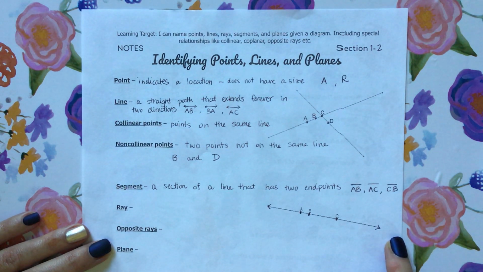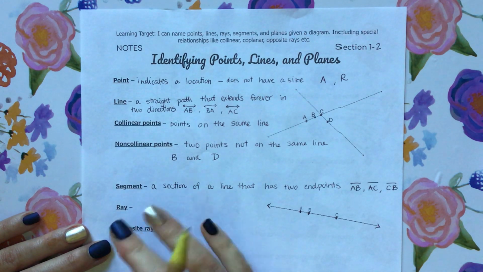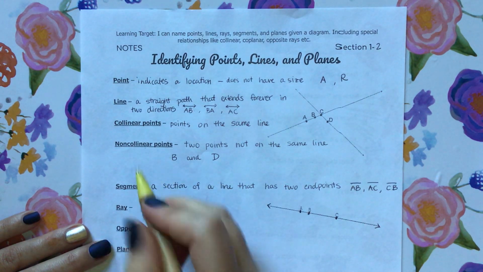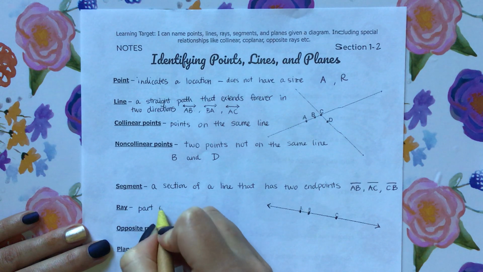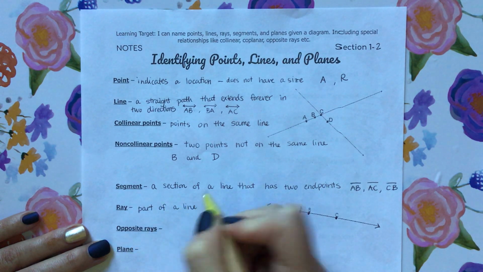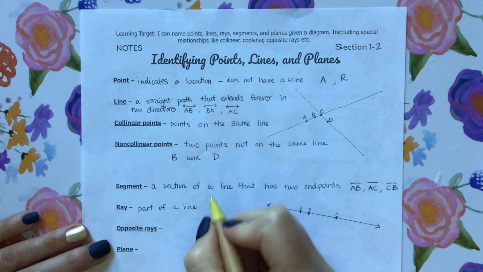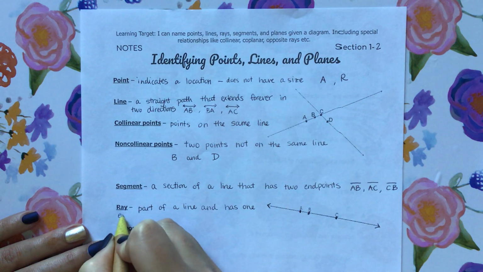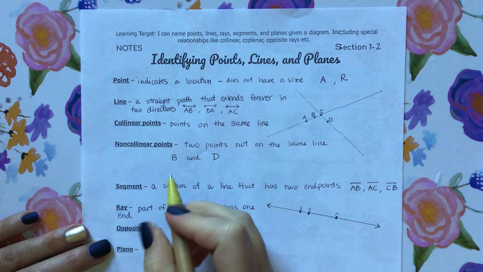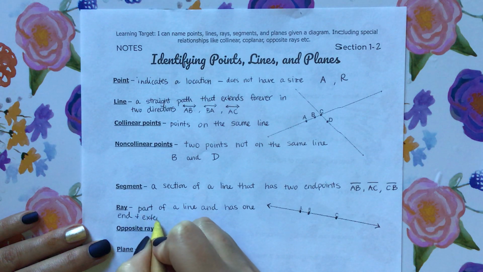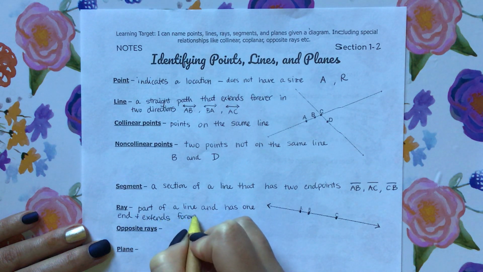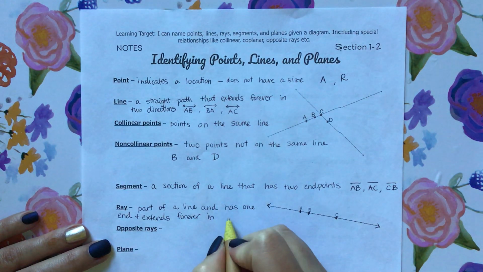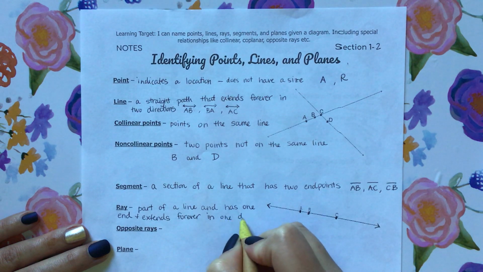If I were to put arrows on the ends of it, then that would mean the whole thing extending forever in both directions. A ray is kind of in the middle between a segment and a line. A ray is, once again, only part of a line. And it has one endpoint and extends forever in one direction.